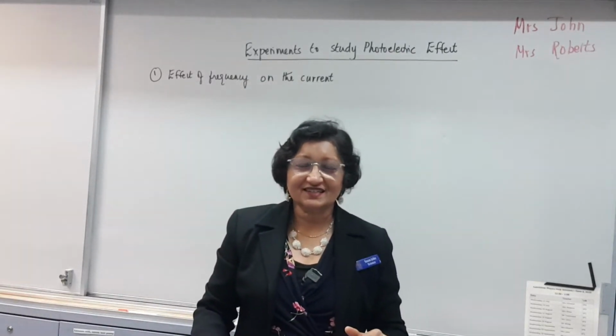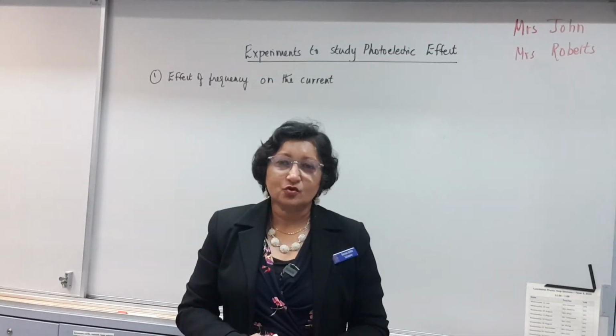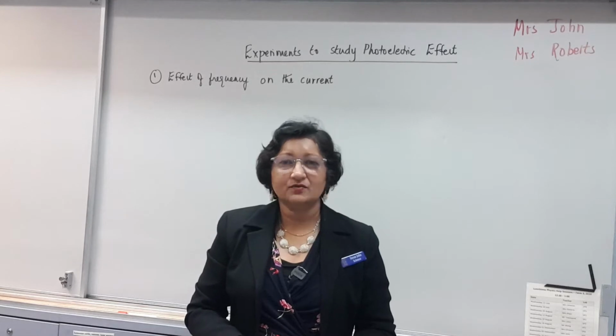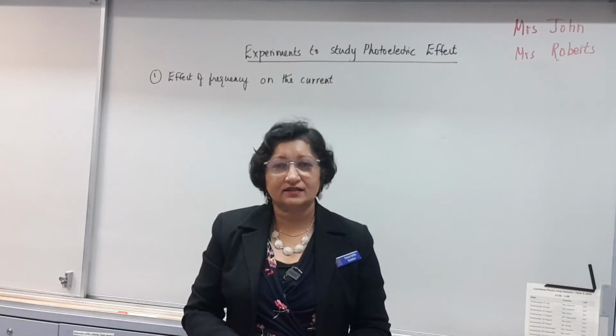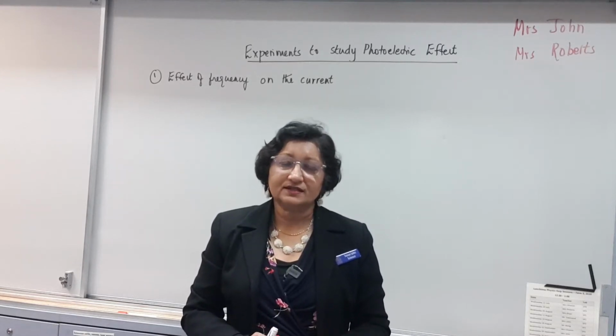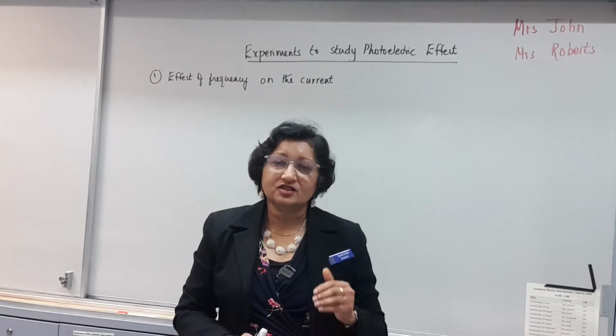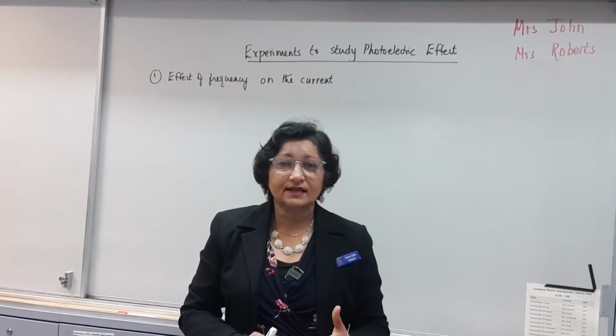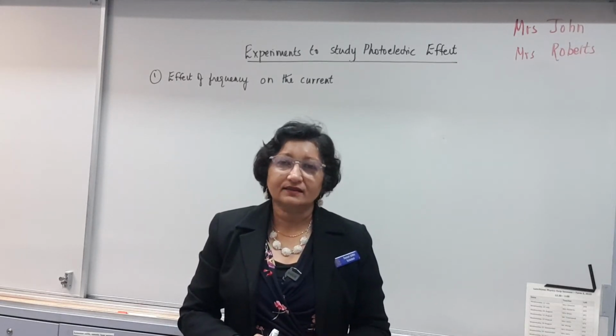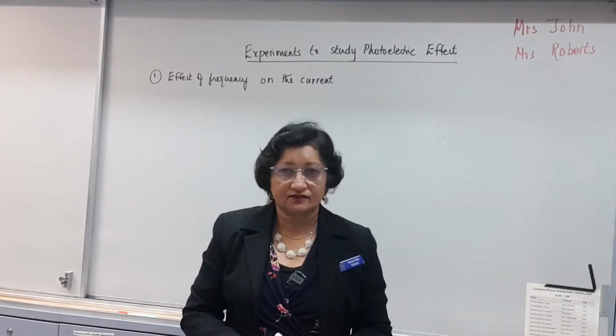Hi everybody, so this is just a lesson to talk about the different experiments that were done to study the photoelectric effect. The first one was to study the effect of changing frequency on the current. Now this was done by shining white light onto the emitter plate, and the way that the color of light was changed was by putting different filters in front of the light.